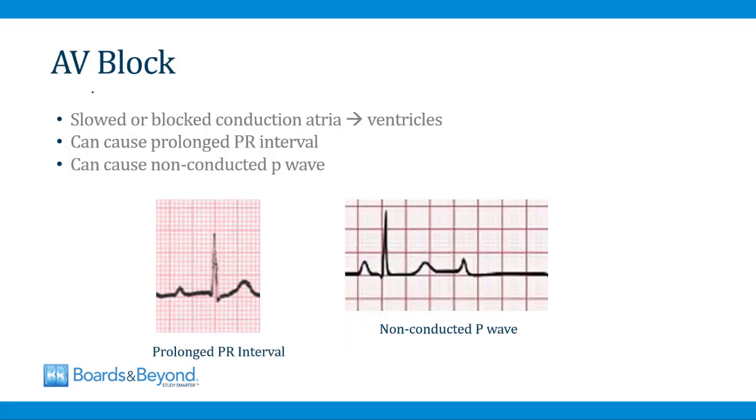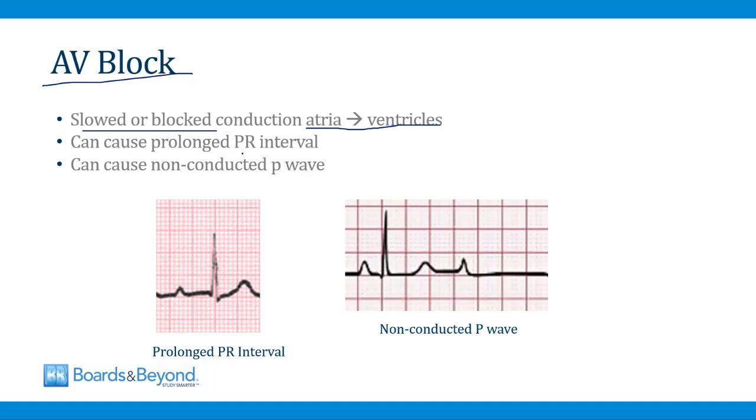So now we've talked about sinus node problems. Let's switch gears now and talk about AV block, which is the second way by which patients can become bradycardic. AV block refers to slowed or blocked conduction of electrical impulses from the atria to the ventricles. On the ECG, this can present with two problems.